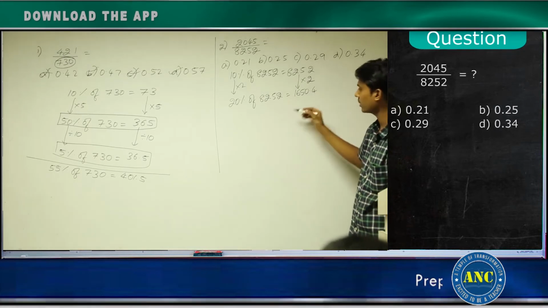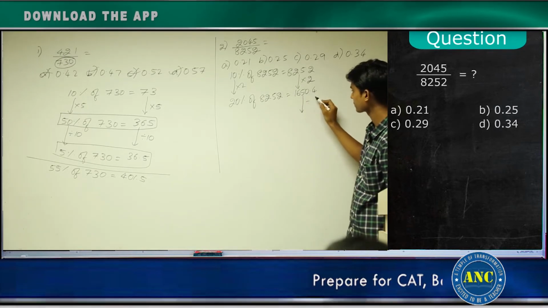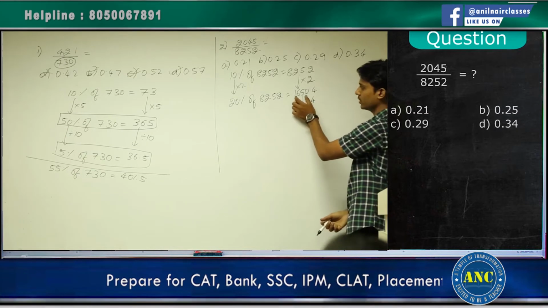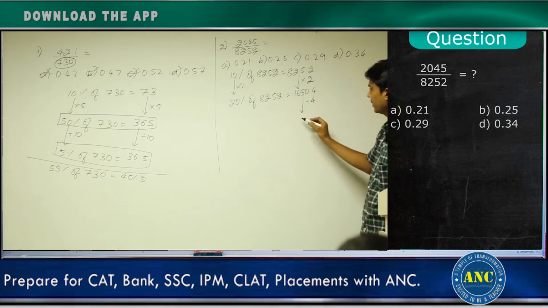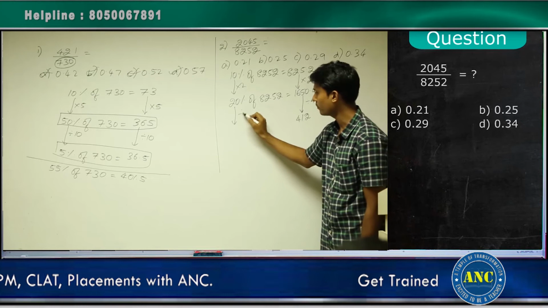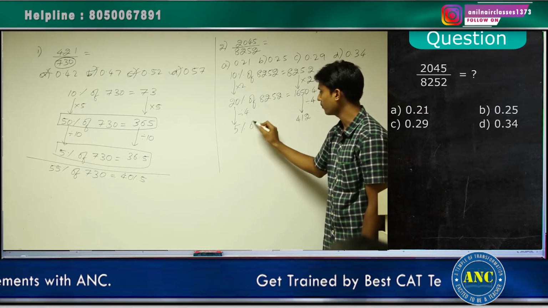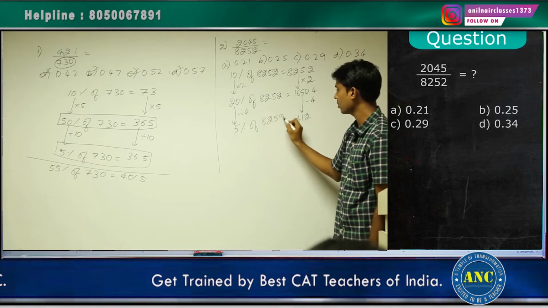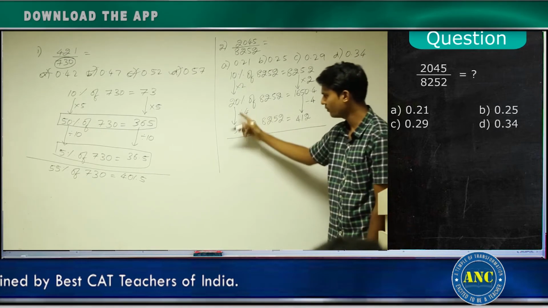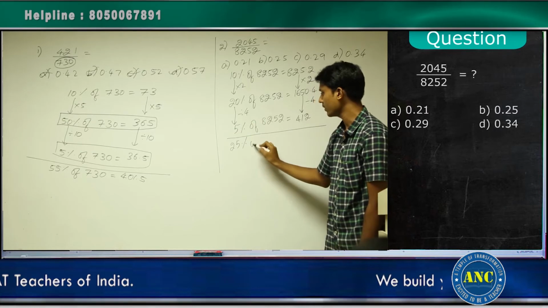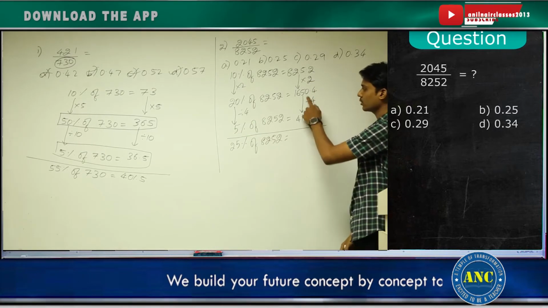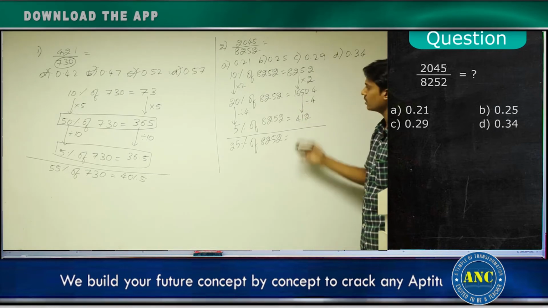1650. How can I make it 400? Divided by 5 or divided by 4. If you divide 1650 by 4, approximately it is 412. Here also divide by 4: 20% divided by 4 is 5%. 5% of 8252 is 412. If you add these two, 20% plus 5%, that is 25% of 8252. 1650 plus 412. How much are you getting?